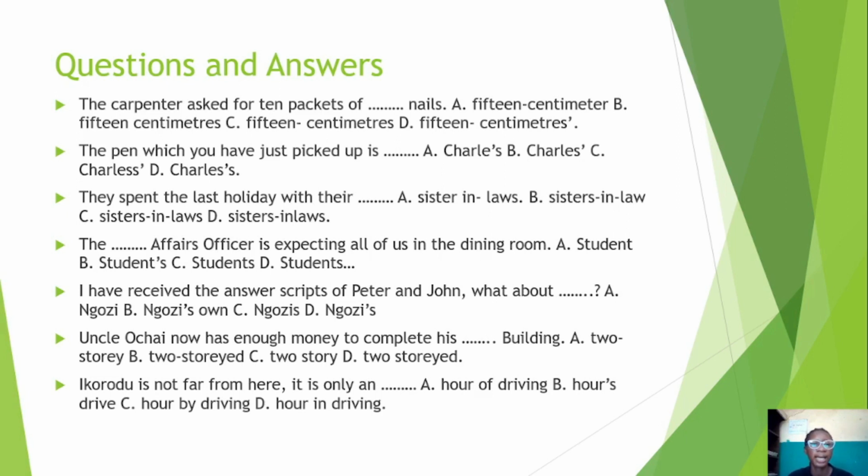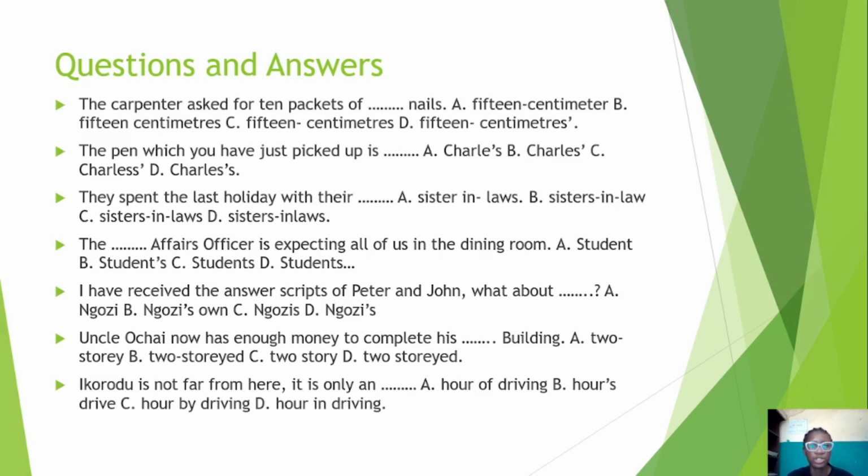Question 1. The carpenter asked for 10 packets of dash nails. A, 15 hyphen centimeter. B, 15 centimeters. C, 15 hyphen centimeters. D, 15 hyphen centimeters and an apostrophe. The correct option is option A, 15-centimeter. Nails is already in plural form, so we do not need our centimeter to be in plural.